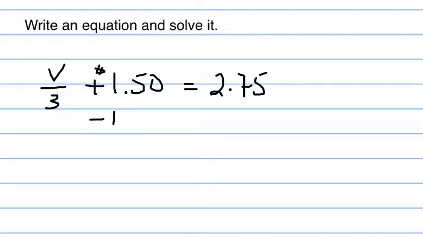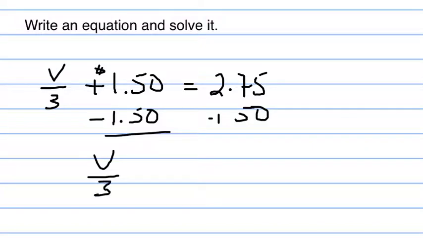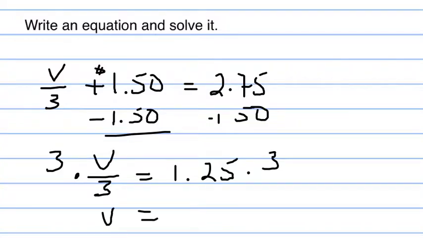I'm going to subtract the $1.50 from both sides. I'm going to get the video cost divided by 3 equals $1.25. Well, in order to get rid of the 3 in the denominator, I'm going to multiply both sides by 3. Cost of the video equals $3.75.